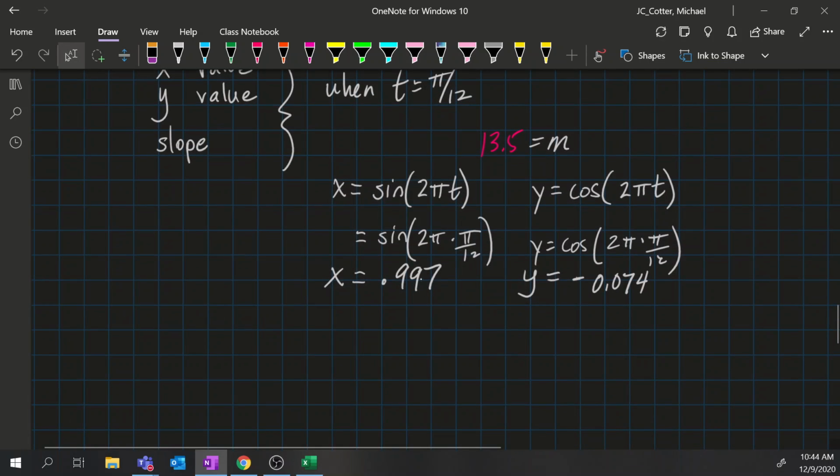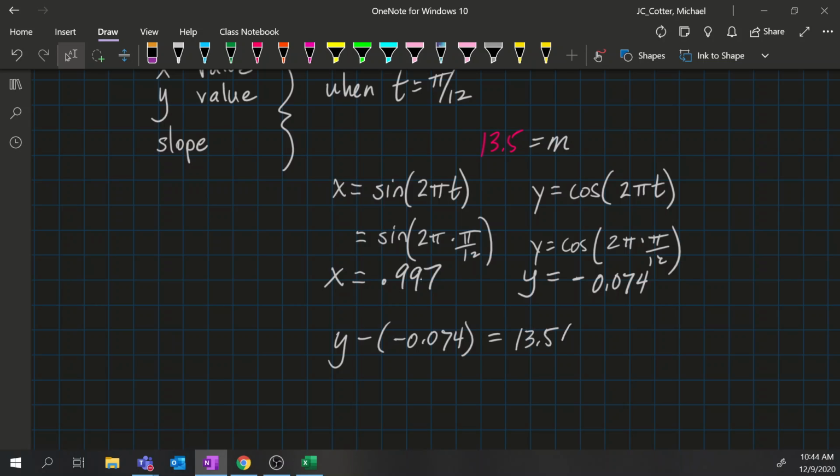And so from there we can just use point slope form. So y minus a negative 0.074 equals 13.5 times x minus 0.997. And that's the equation of the tangent line. You could multiply this out. For the sake of time, I'm not going to do that. I want to make sure we hit everything. But that is the equation of the tangent line.